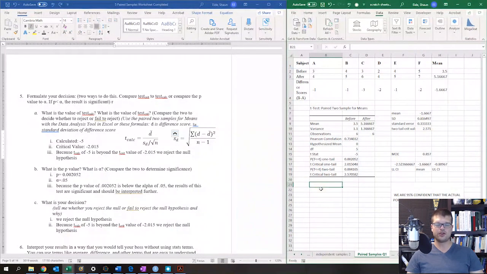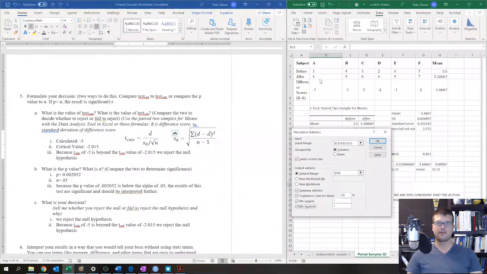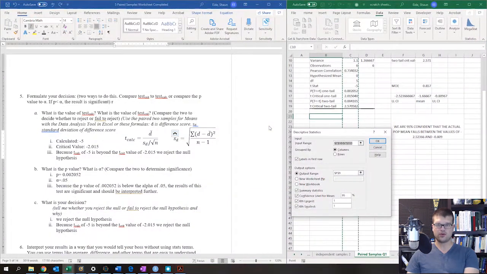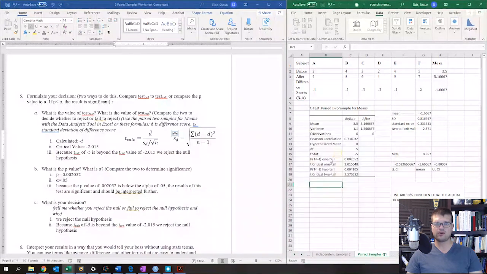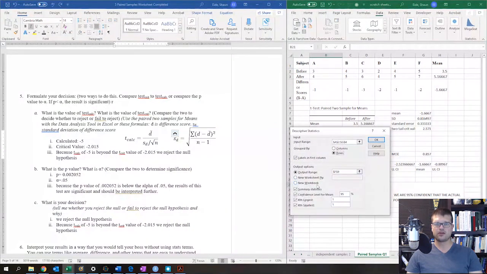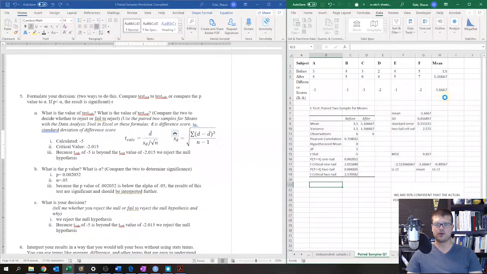Another thing that I would encourage you to do is go to analyze, data analysis, and do descriptive statistics. Press OK. And then we're going to do input range, and then grouped by rows. Output range, we're going to put right here. And then we've got all of our summary statistics, so on and so forth.